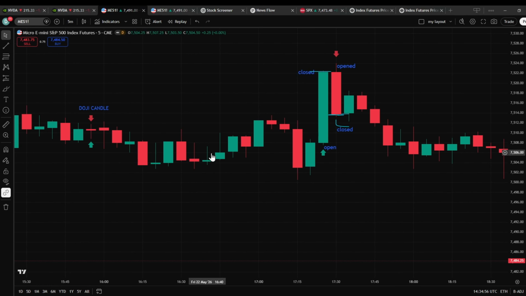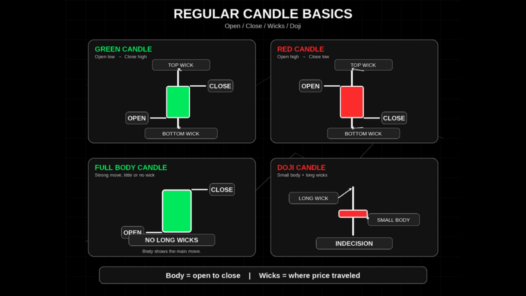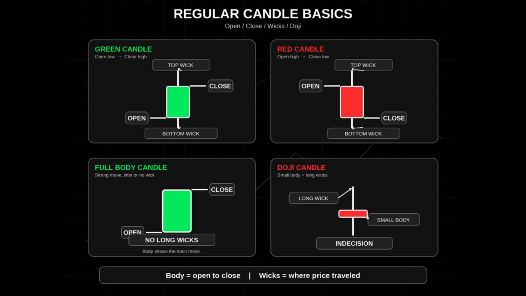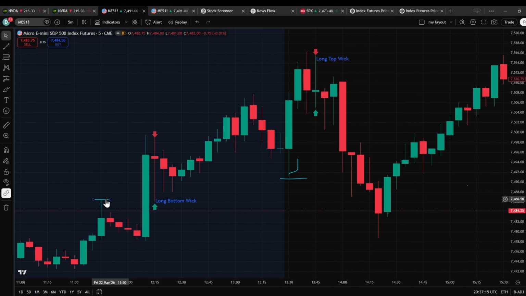If I'm on a 5 minute chart, every candle is showing me what happened during those 5 minutes. And inside that candle, there are four main pieces: the open, the close, the top wick, and the bottom wick. The open is where price started for that candle. The close is where price ended. Now the wick shows us where price traveled during that candle. The top of the wick shows how high price pushed up before pulling back. The bottom of the wick shows how low price pushed down before bouncing back.